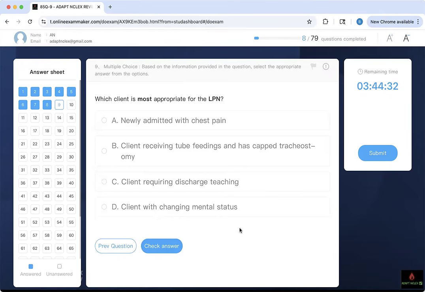But this management of care is about 17 to 25% of your test. That's why I always do management of care with prioritization, delegation, and some ethics so that you can be comfortable.